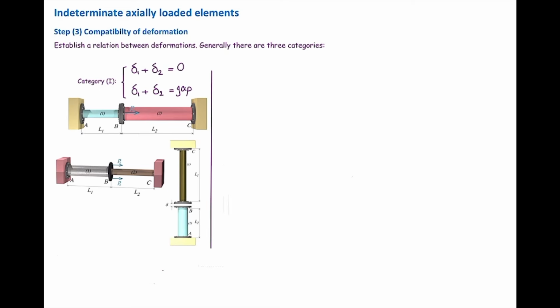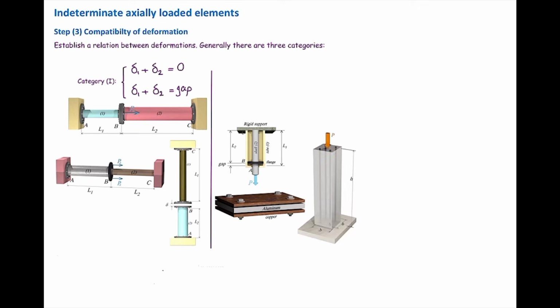Alright, second category is the case where one element is inside the other one, or they are connected fully together, like this one, or this one, or this one. In these cases, the compatibility of deformation is delta 1 is equal to delta 2. They both have the same deformation. If there is a gap, we need to add the gap to one side, depending on the problem. It could be on the right side or on the left side, depending on how they are connected together.